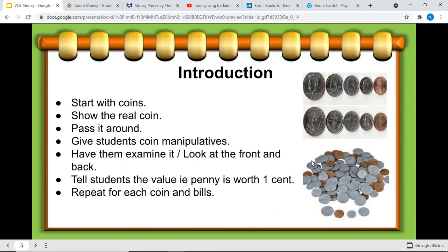Introduction. You can start with coins. Show the real coin, then you can pass it around the classroom. Then you can give students the coin manipulatives. Have them examine it, look at it, notice the front and the back. And you can tell students the value of the penny is worth 1 cent. And you can repeat this process for each coin and eventually move on to bills.